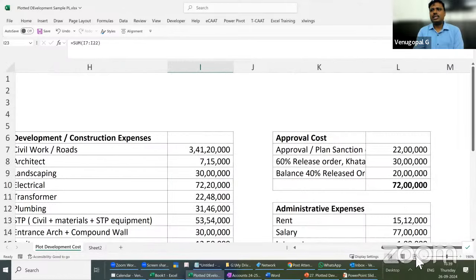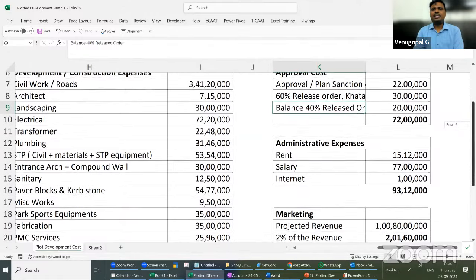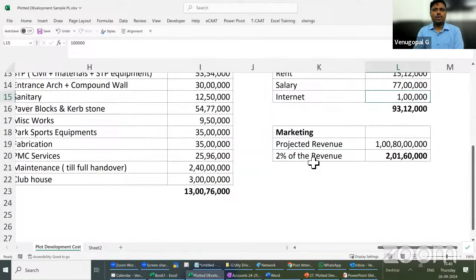Approval was towards release order. So there was a pre-release order, post-release order of the khata. So all that costed 72 lakhs to him. Administrative site office rent and the people salary, some internet. Marketing cost, he spent 2% on the total 100 crores. So 2 crores is on the marketing that he has spent.